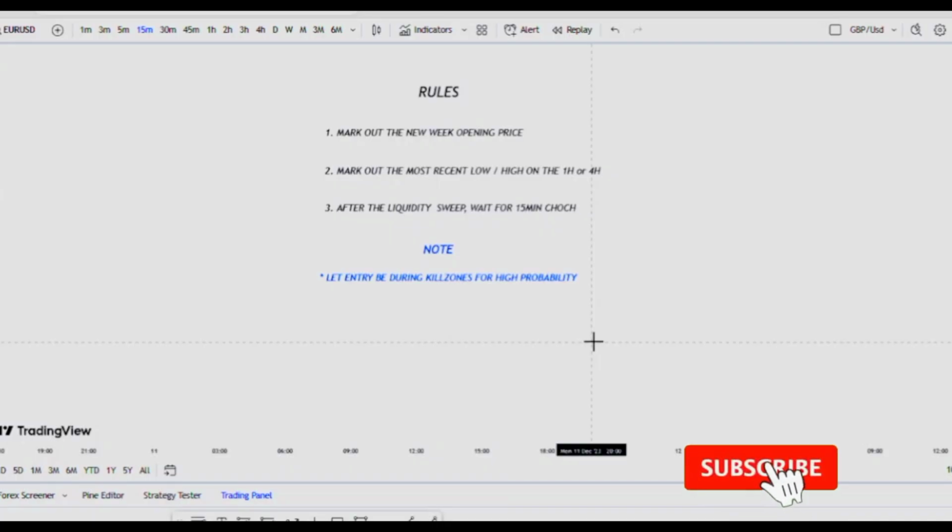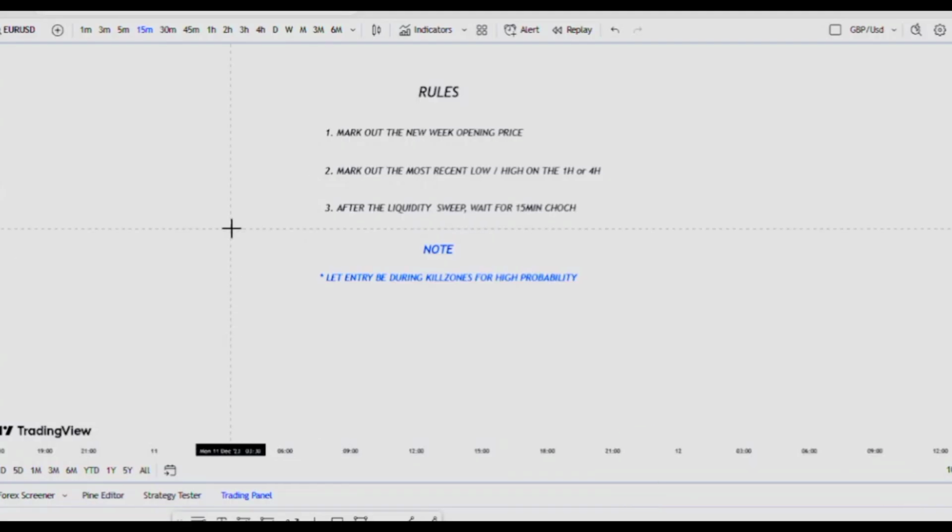This strategy is basically important because, unlike support and resistance where you look for a low to sell off or buy off, we'll be looking for that high or low to be taken out, right? And expect a reversal in price. So let's look at the rules.